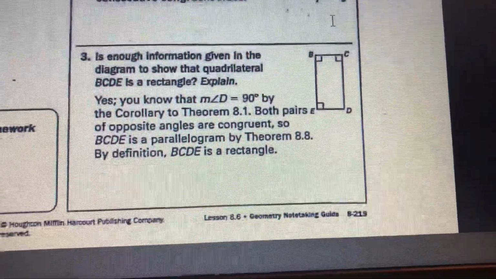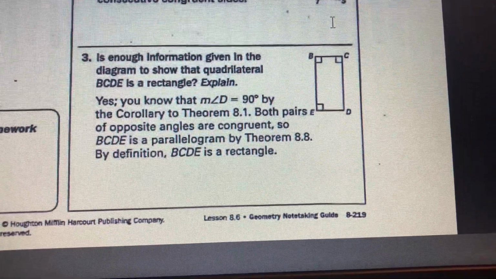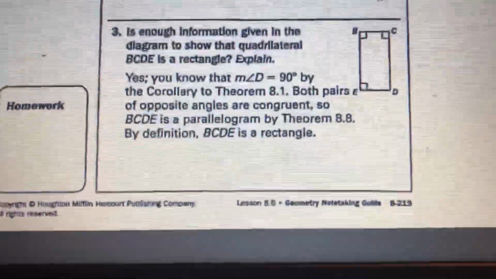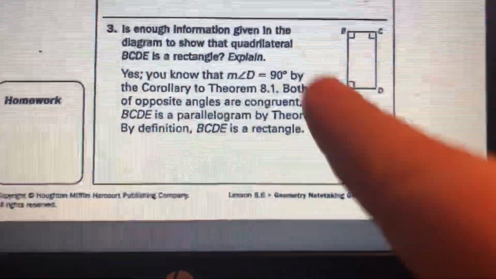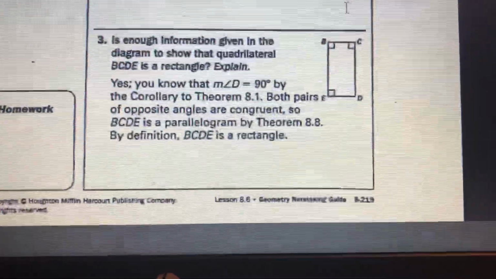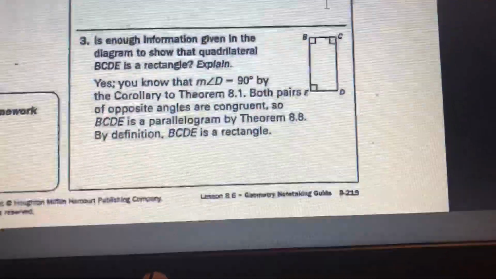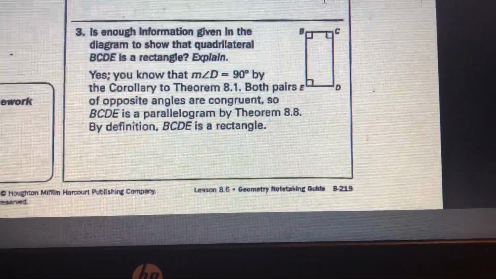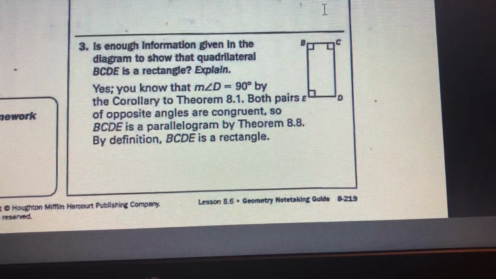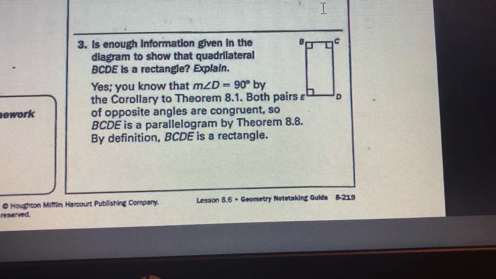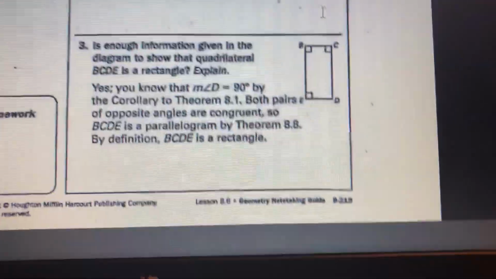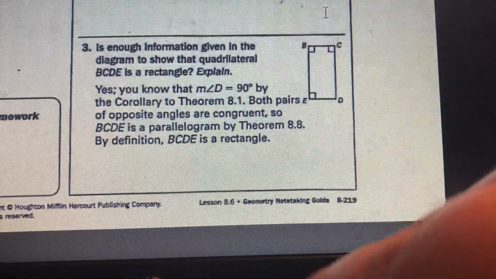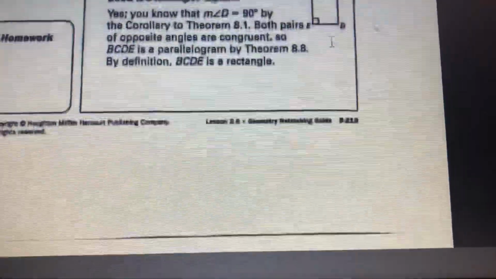Looking at number 3, is there enough information given in the diagram to show that the quadrilateral is a rectangle? Now you're going to look at me and say, Miss Irons, that's a rectangle. Yes, but you have to prove it. We know that the measure of angle D is going to be 90 degrees because a quadrilateral adds to 360, and if we already have 3 that are 90, that fourth one's going to be 90. Both pairs of opposite angles are congruent, so it's a parallelogram. And because it's a parallelogram and all 4 angles are 90 degrees, it is a rectangle.